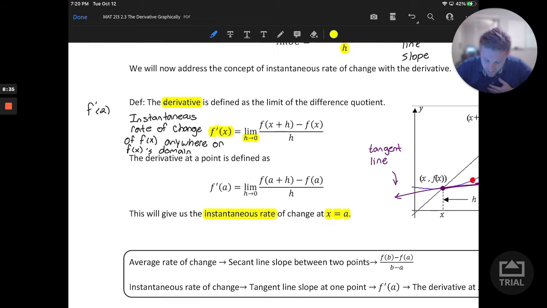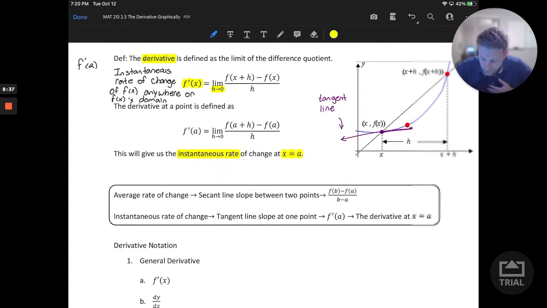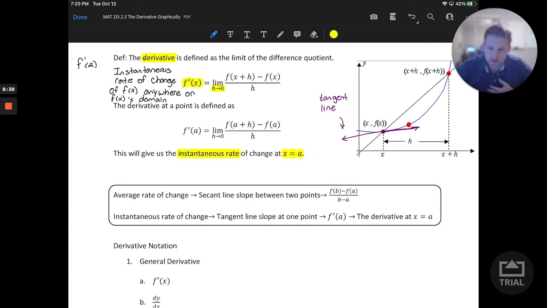As a little summary here, the average rate of change is found with the secant line slope between two points. We can say that's really the idea of slope between two points. And then the instantaneous rate of change is coming from a tangent line slope, and that we would call the derivative at a single point, or the derivative at x equals a.